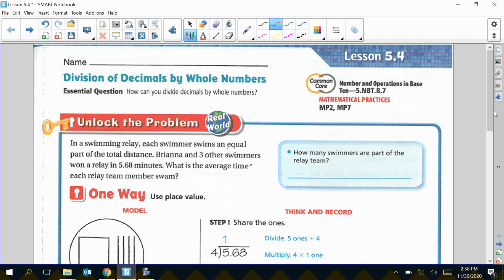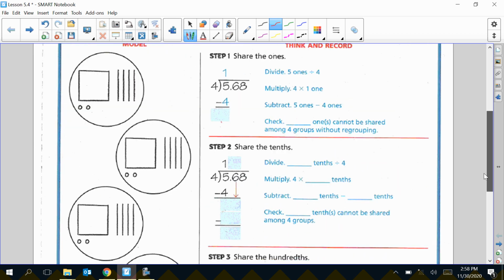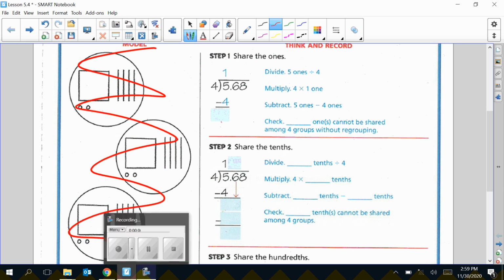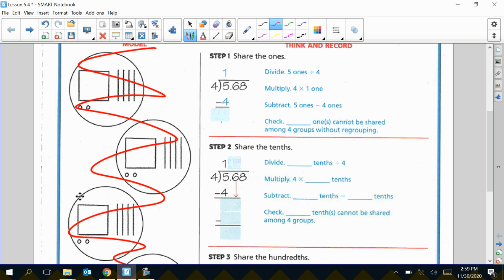So if we look here, we're going to set the division problem up here on the right, and we're going to go ahead and cross off the model side. We're not going to do the model part. We're just going to do the actual dividing.